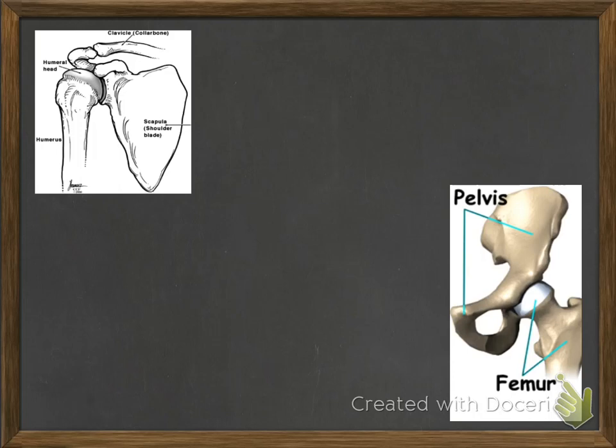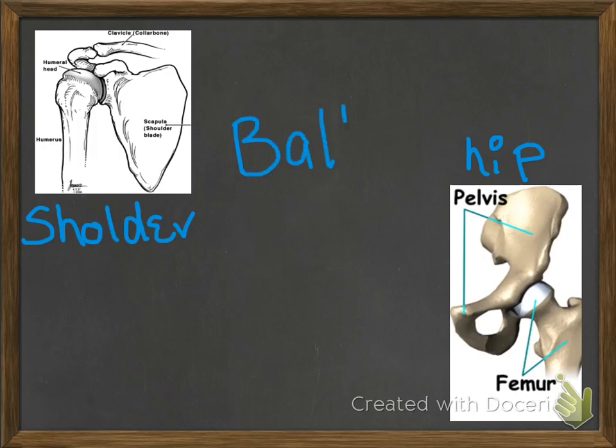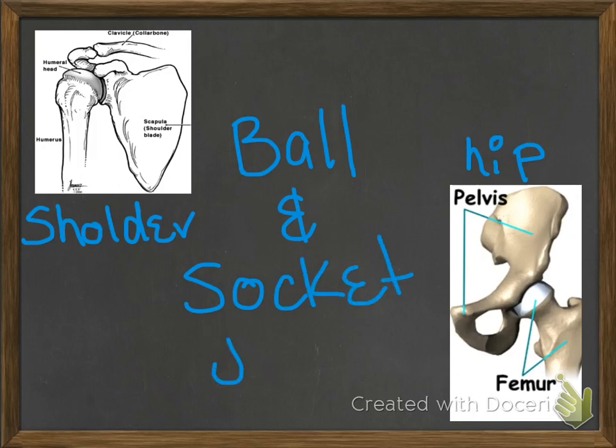Alright, here we have the shoulder and the hip joint. We call these two joints ball and socket joints.